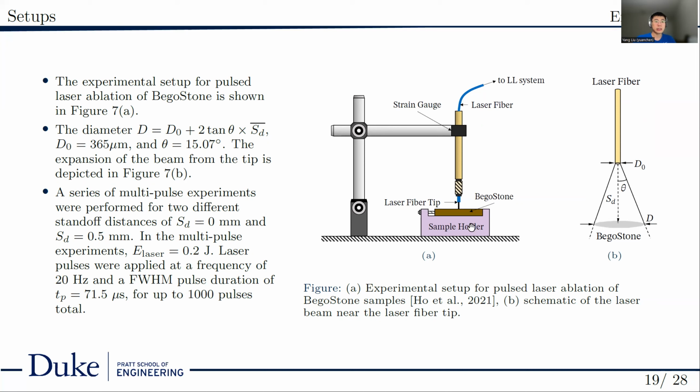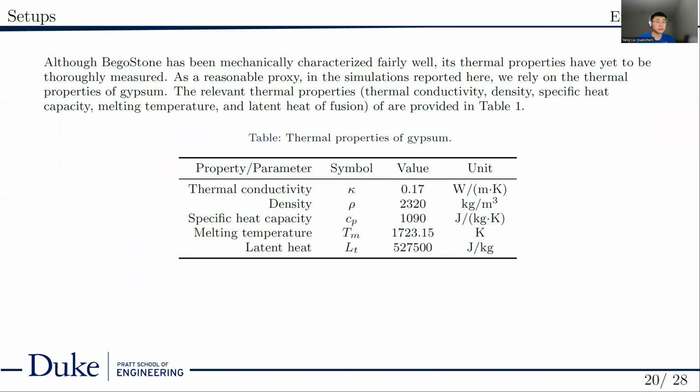The material used in experiments is BegoStone. BegoStone is often employed as a phantom material for kidney stones, as it has acoustic and mechanical properties that are similar to human renal calculi. Prior to the laser ablation experiments, BegoStone samples were soaked in water for 24 hours. Although BegoStone has been mechanically characterized fairly well, its thermal properties have yet to be thoroughly measured. As a reasonable proxy, in the simulations reported here, we use the thermal properties of gypsum as this table shows.